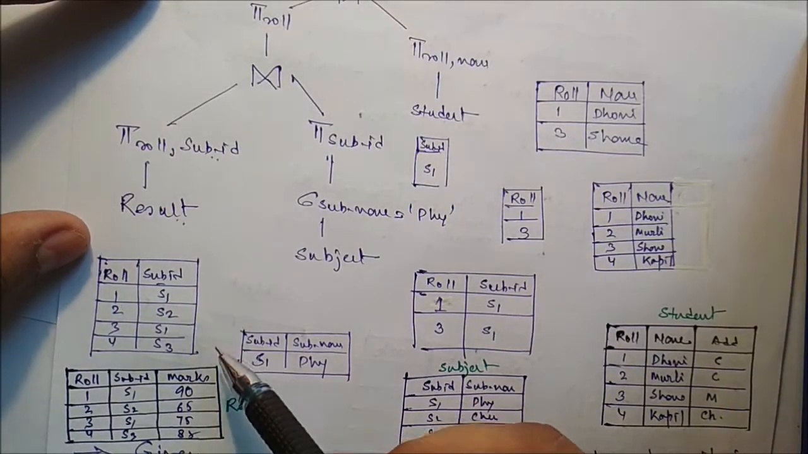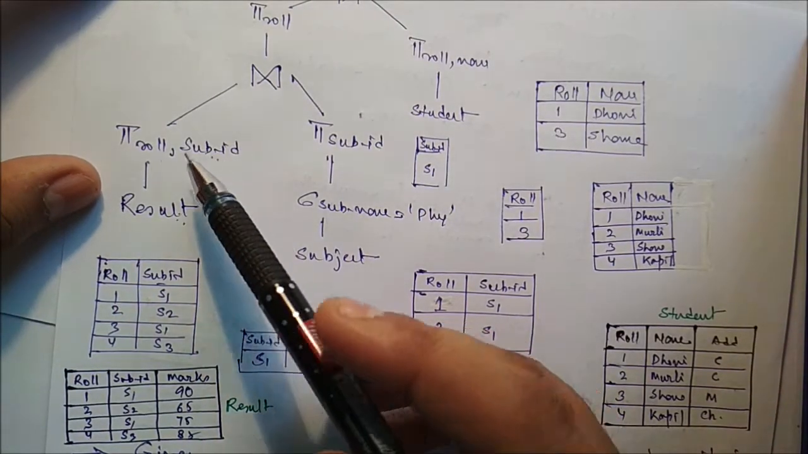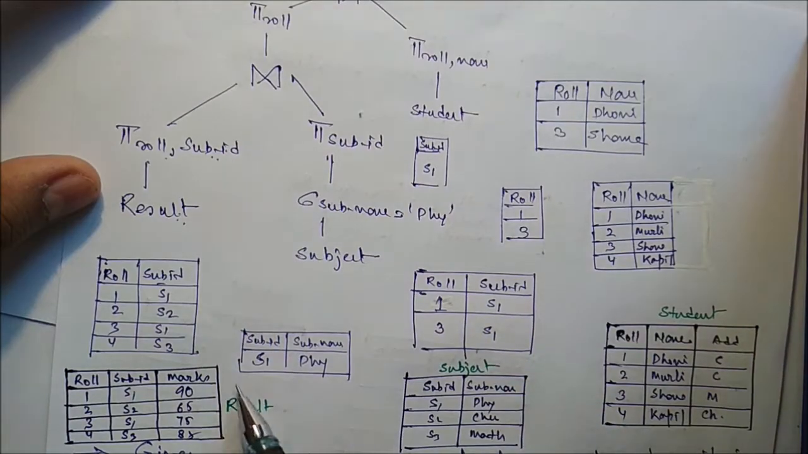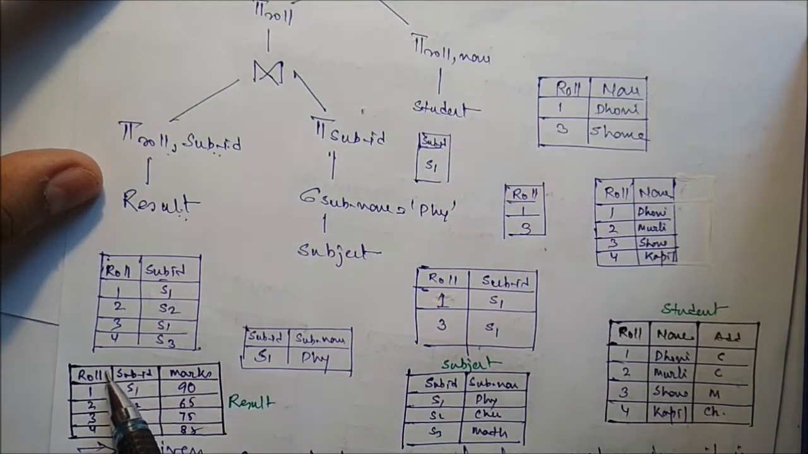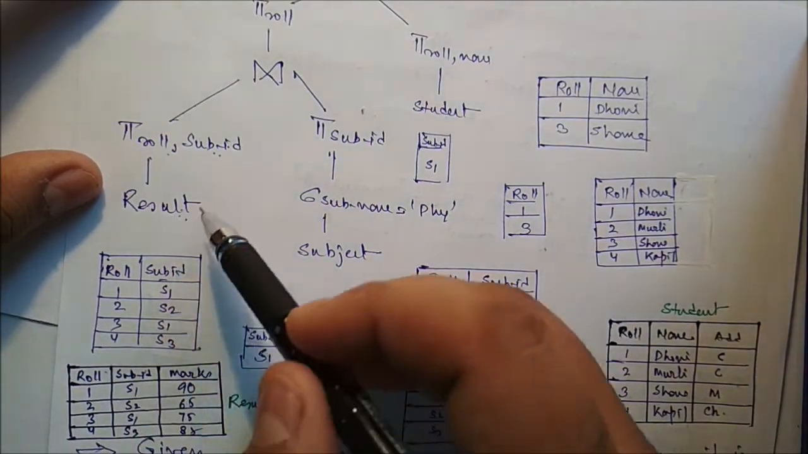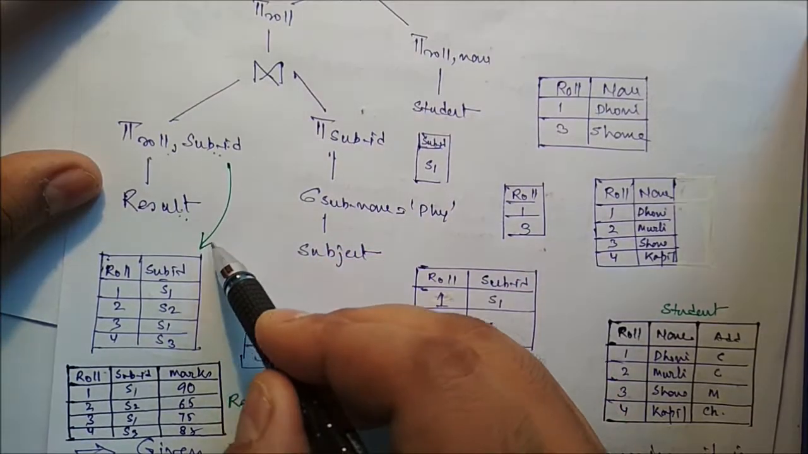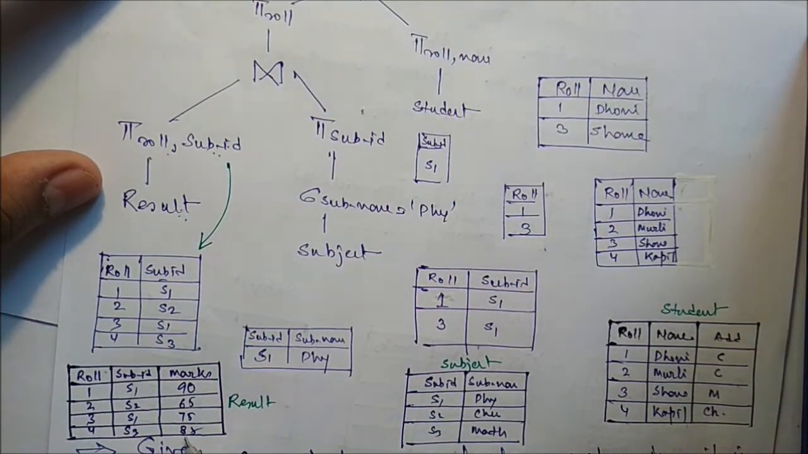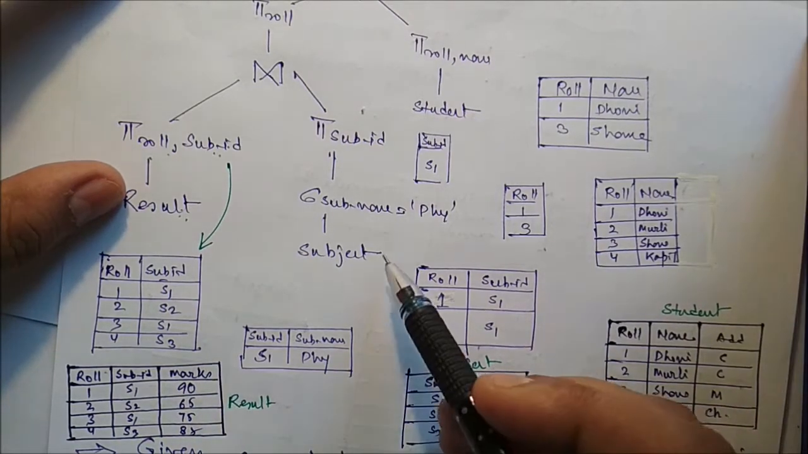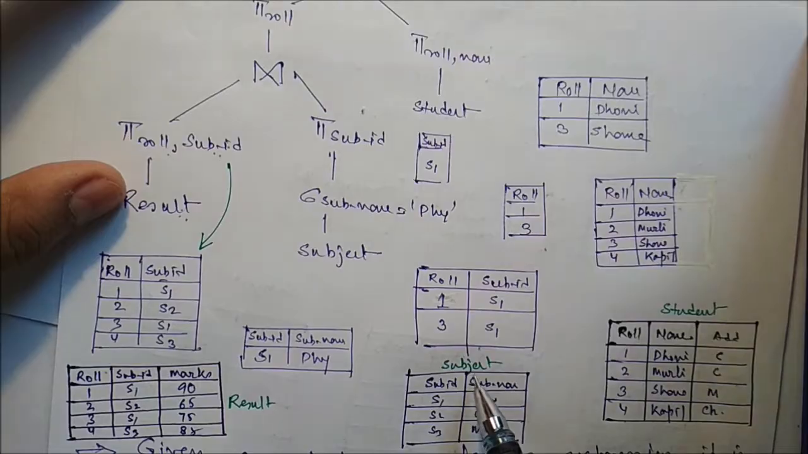So we have seen that from the result table we need only the roll number and subject ID. So this is our intermediate result, and this is our result table, because the marks attribute is not required in any way. After that, this is our subject table.